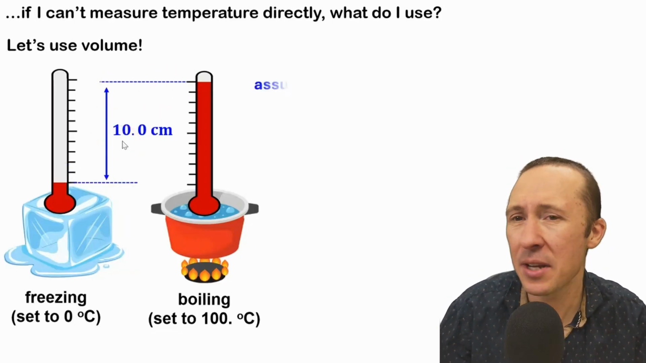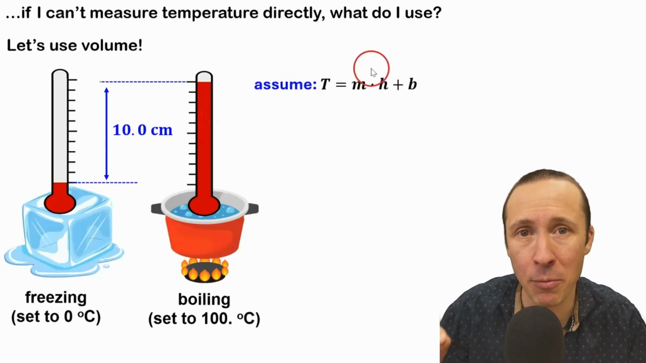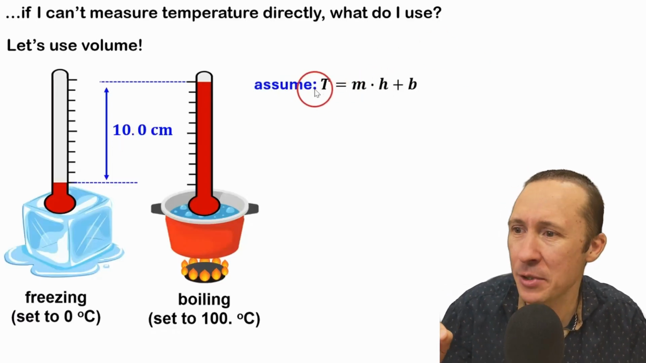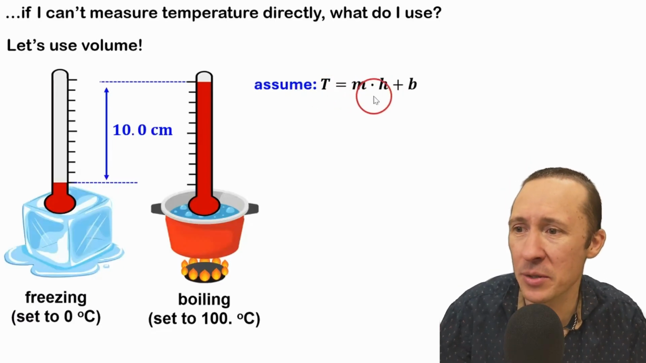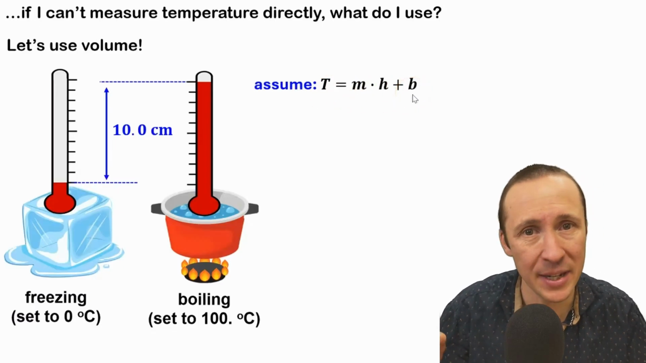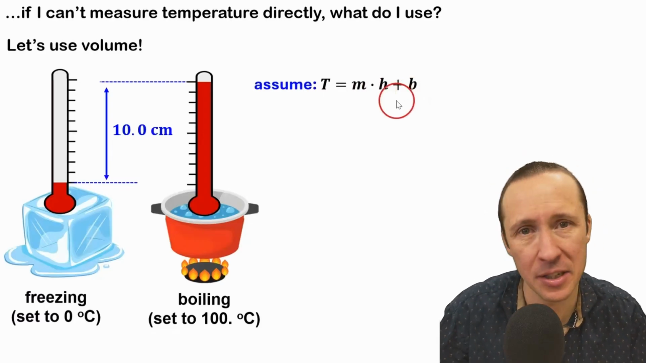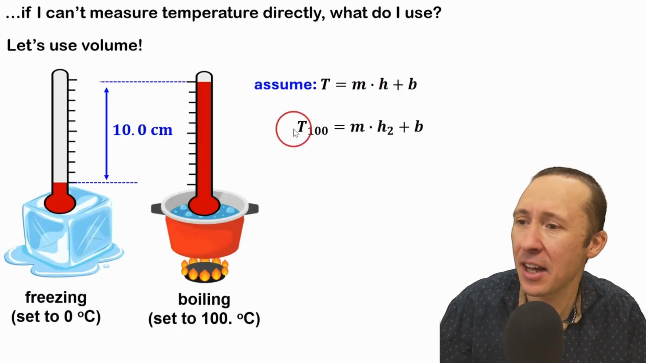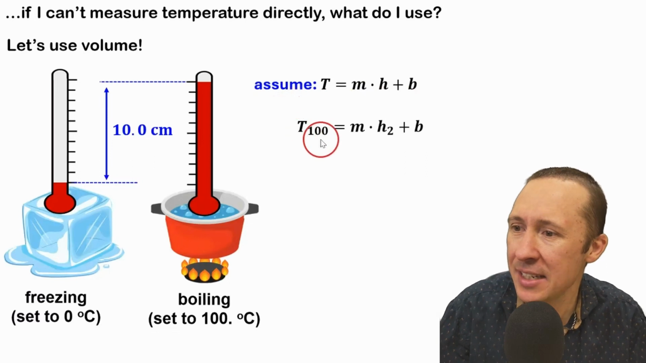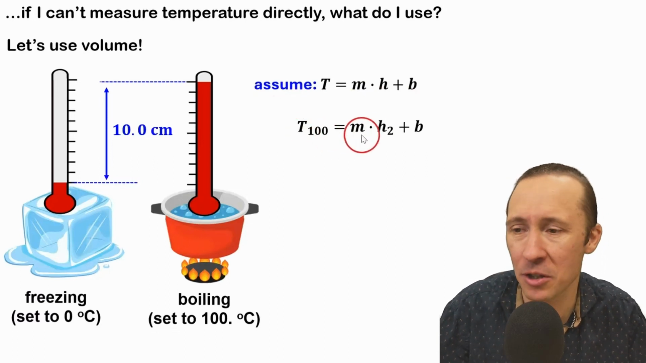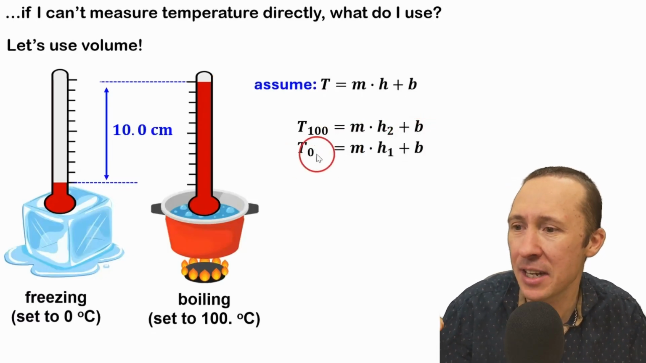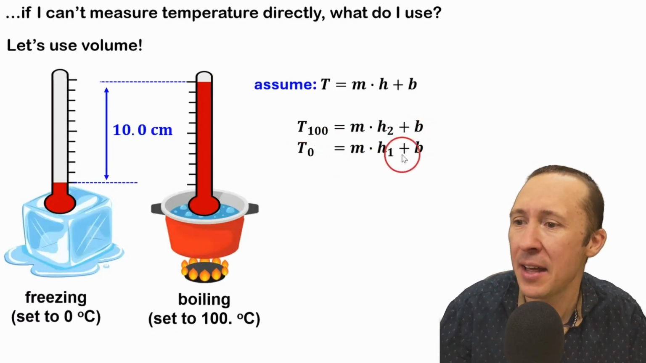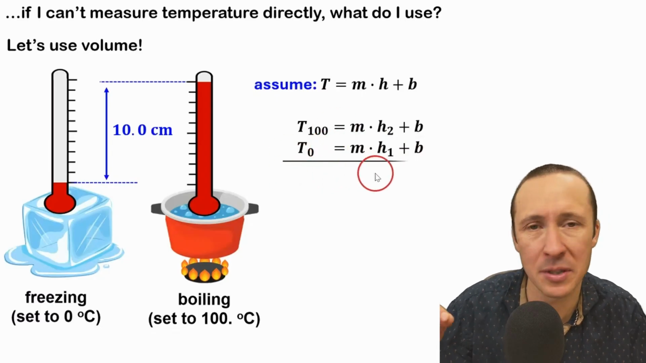Now, something we're going to need to assume, and this is very important, is that temperature changes linearly with height. So this is like y equals mx plus b. This isn't true exactly, but for most applications, it's good enough. And at 100 degrees, we'll say T at 100 degrees equals m, which is the slope, times the height, h2, plus b. At 0 degrees Celsius, it's m h1 plus b, and then we'll take these two equations and subtract them.